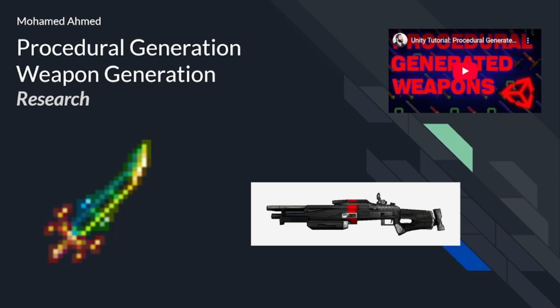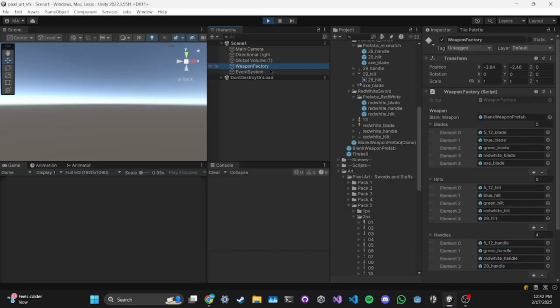My tutorial was based around weapon generation. I wanted to be able to make weapons like the type you see in Terraria and Borderlands with random attributes. To get right into the demo, I have a weapon factory here that can generate a grid of weapons.